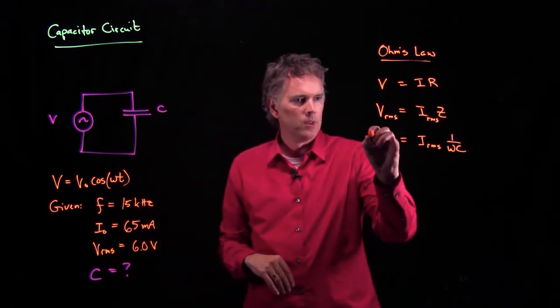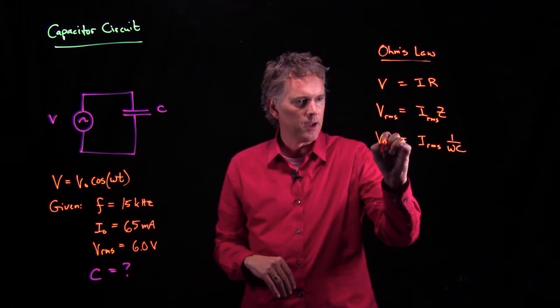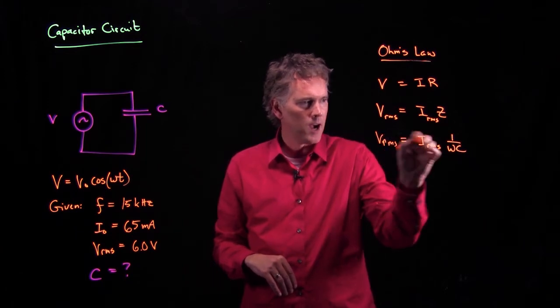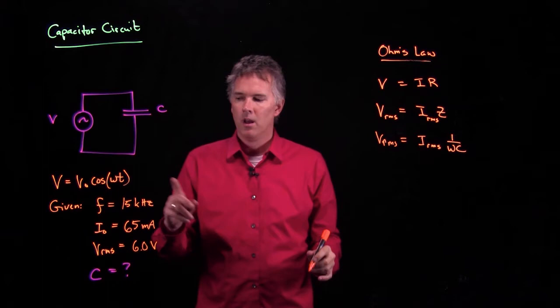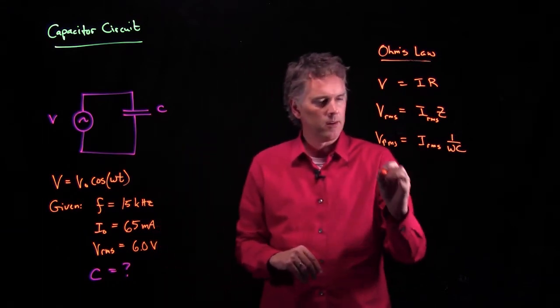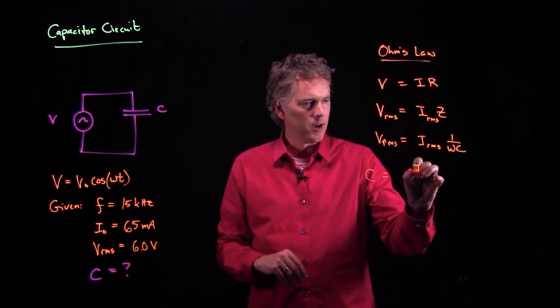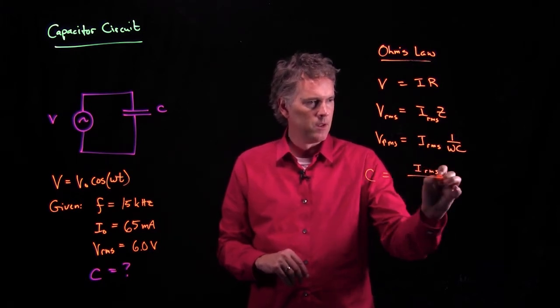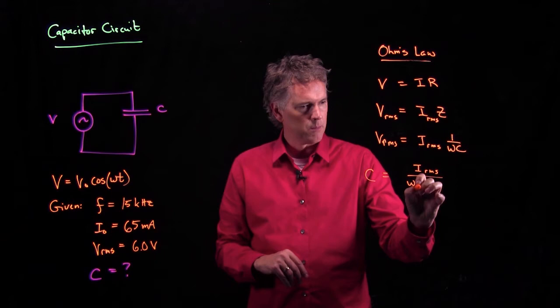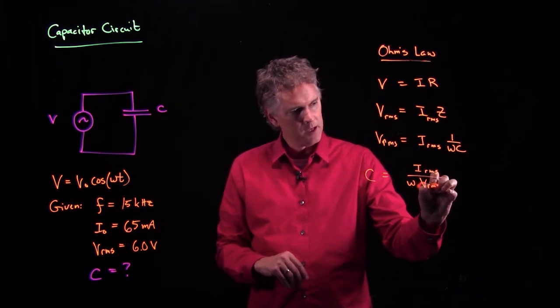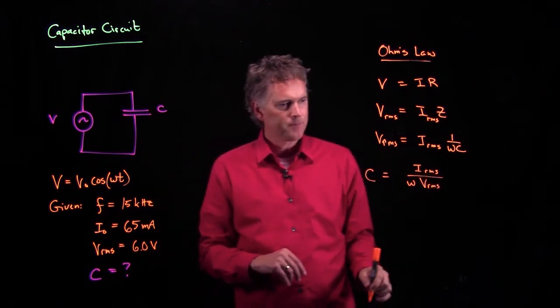All right, let's see if we can solve this equation now. V RMS equals I RMS times 1 over omega C, solving for C. Well, that's not too bad, right? We can move C over to the other side. And what do we have left on the right side? We have I RMS. We have an omega in the bottom. And then we have V RMS in the bottom.